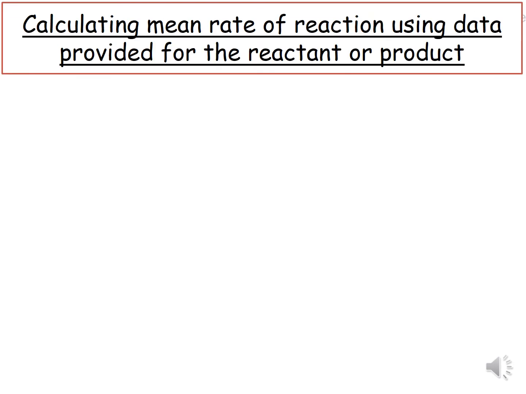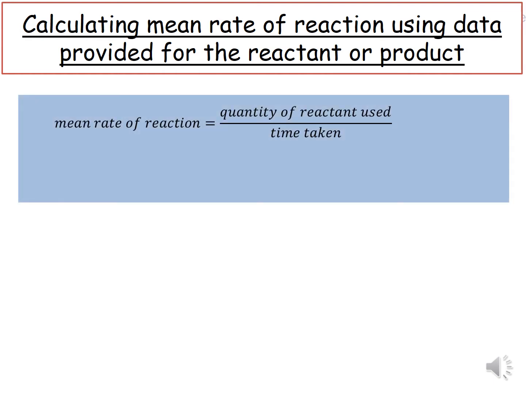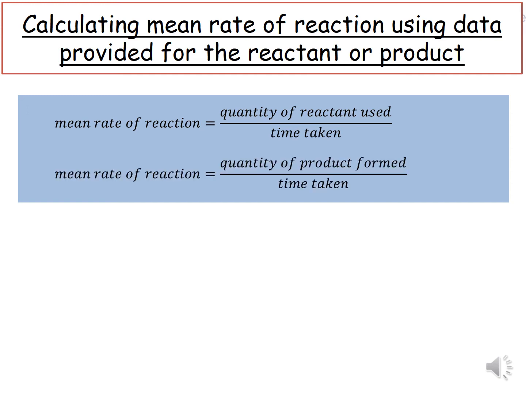We'll begin by looking at calculating mean rate of reaction using data provided for the reactant or product. The rate of a chemical reaction can be found by measuring the quantity of a reactant used or the quantity of product formed over time. In terms of reactant use, we can calculate the mean rate of reaction by dividing the quantity of reactant used by time taken using this equation. Or, in terms of products, we can calculate the mean rate of reaction by dividing the quantity of the product formed by time taken. Pause the video, write these equations down, and then we'll try to do an exam question.